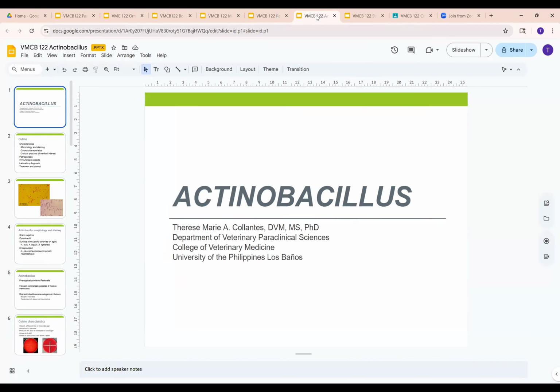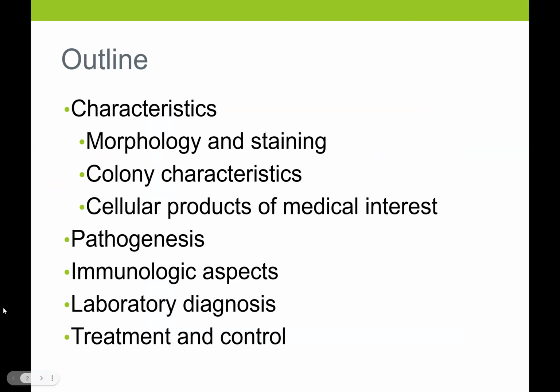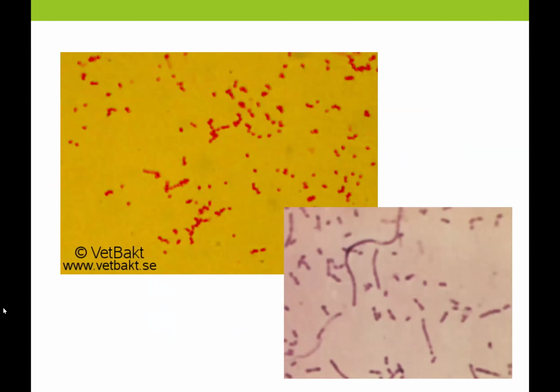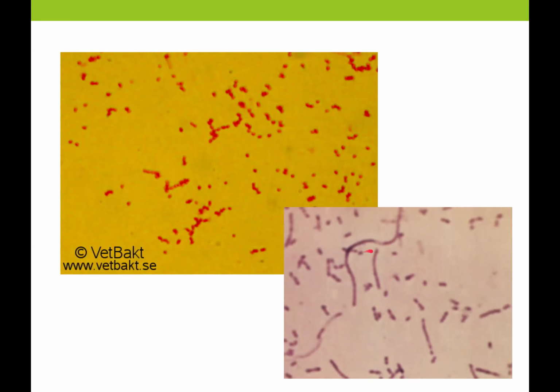Okay. Then, I think we have enough time to cover Actinobacillus. For genus Actinobacillus, there are a number of species that you need to remember. As you can see, it is gram-negative. For the morphology, it is coccobacillary, so there's cocci and rods. Here we can see the rod shape.